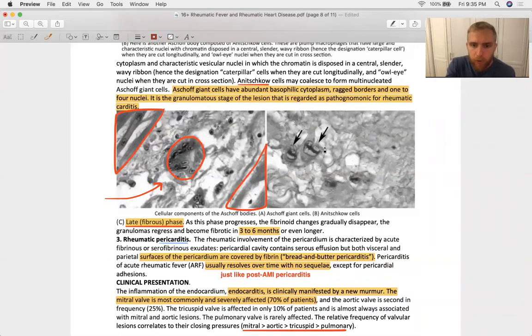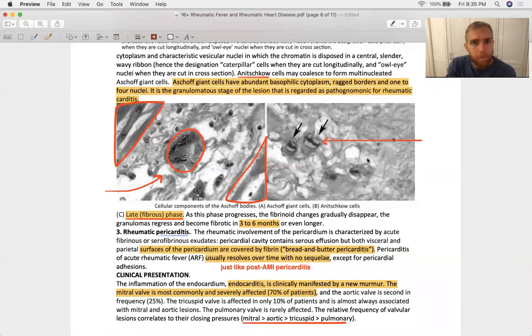Then here we go with more Anitschkow cells. These aren't the giant cells. These are the cells that make the giant cells. I don't think it's test worthy, but that's what they look like. So that's your peak phase myocarditis.